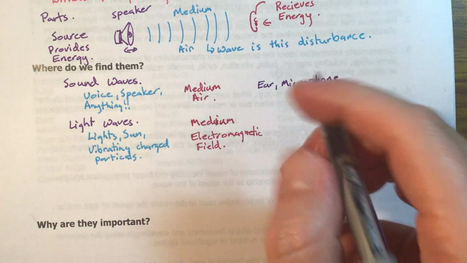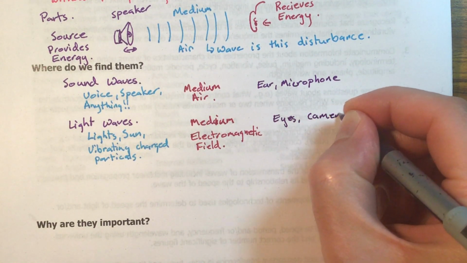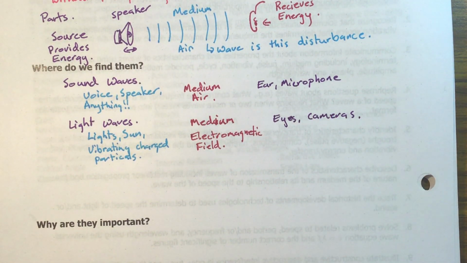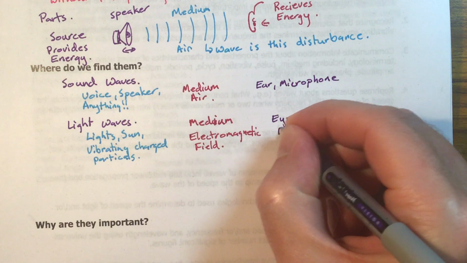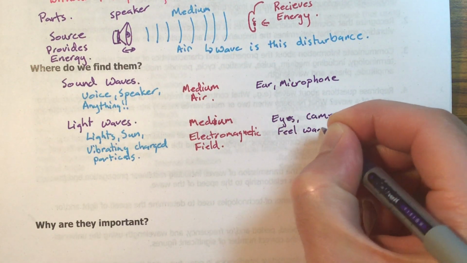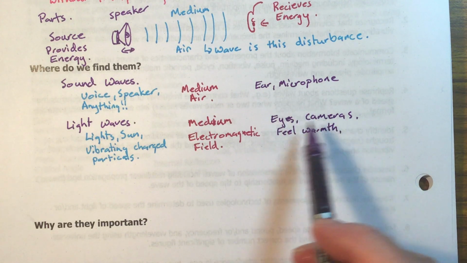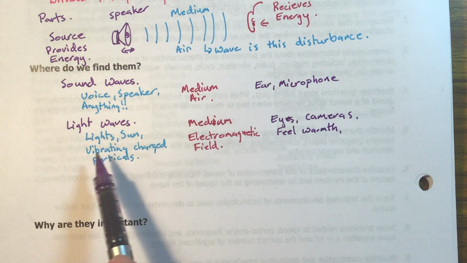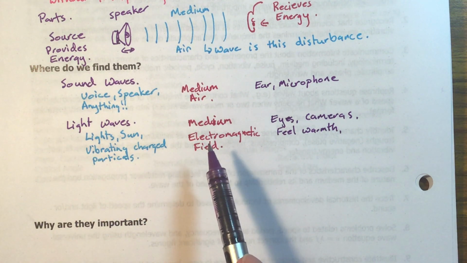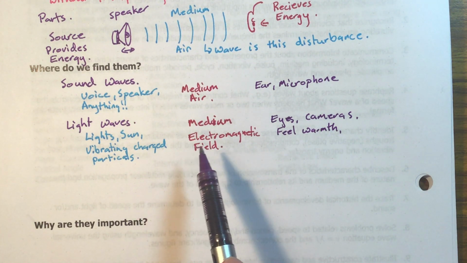And what receives light waves? Well, our eyes do. Cameras do. There's lots of different things that can detect light waves. You can feel heat. Those are a few of the things that can detect light waves, or light waves disturb these things. So we've got light waves. It's a disturbance in this medium that doesn't cause the medium to move, but causes energy to flow through it.